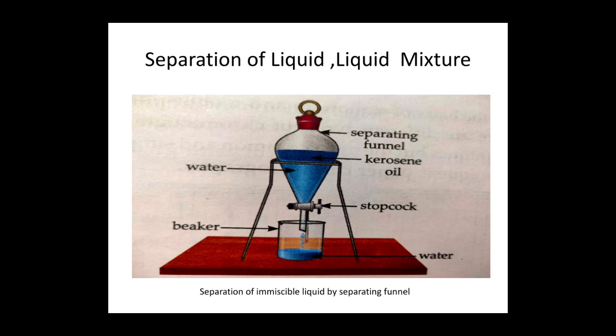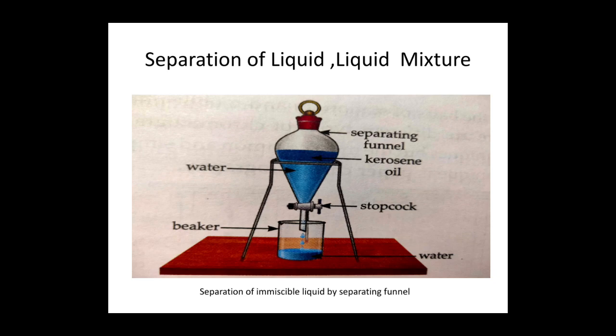When a mixture of two immiscible liquids in a separating funnel is left undisturbed for some time, the liquids form separate layers. The lighter liquid forms the upper layer, while the heavier liquid forms the lower layer. When the stop cork is opened, the heavier liquid comes out first, while the lighter liquid is left behind in the separating funnel. As you can see in the diagram, I have taken two immiscible liquids, that is kerosene oil and water. Water is heavier as compared to kerosene oil because the density of water is higher, so it settles at the bottom and kerosene oil at the upper part.